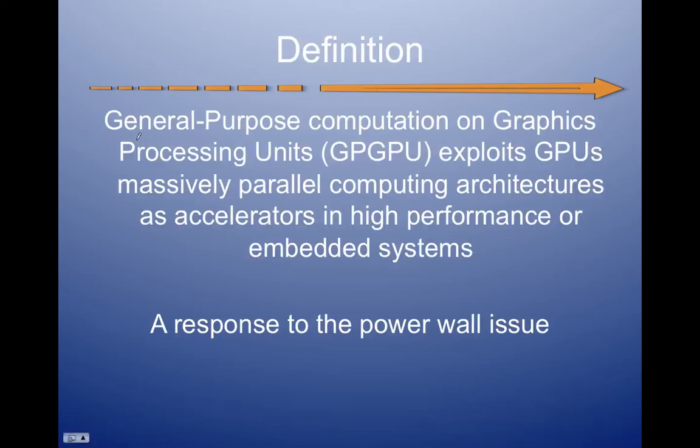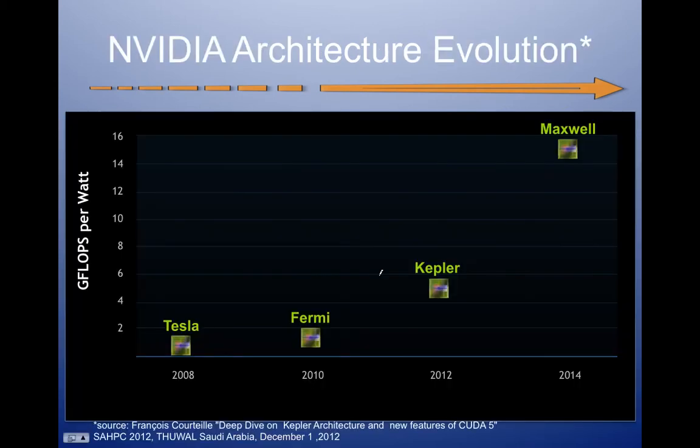GPU: General Purpose Computation on Graphic Processing Unit. GPUs exploit massively parallel computing architecture as accelerators in high performance or embedded systems. This is a response to the power wall issue. So what we want to achieve here is to get more parallelism, to get more performance at a lower energy cost. This is an illustration of this.